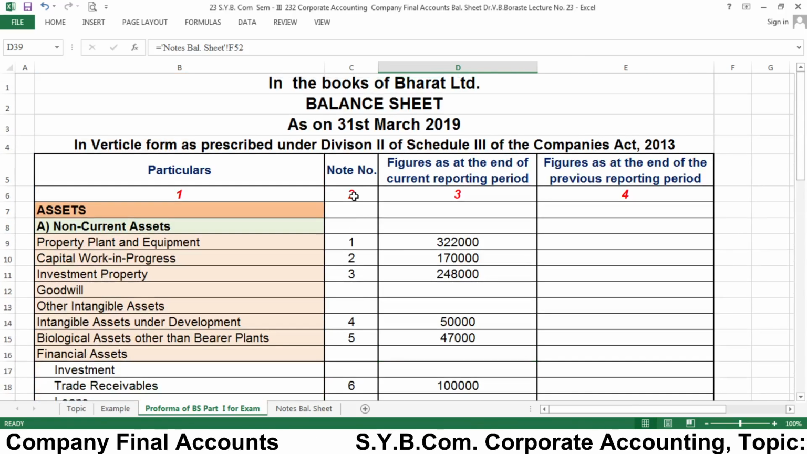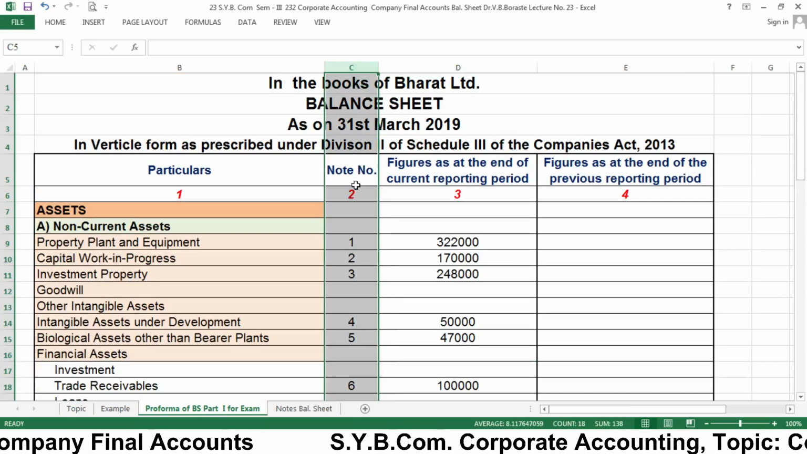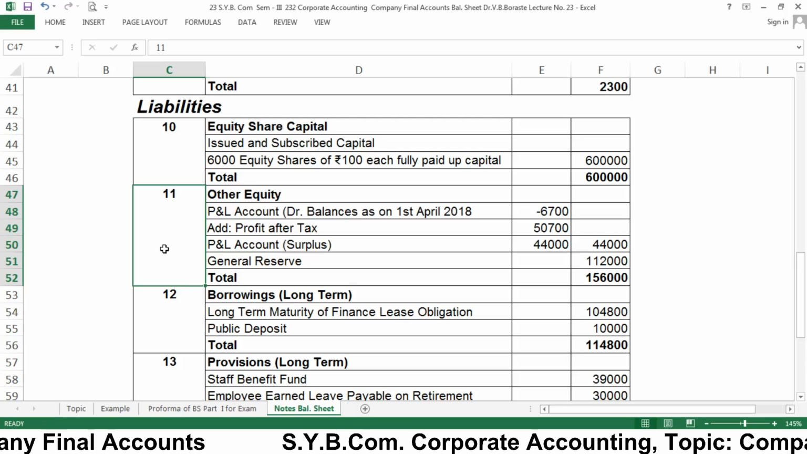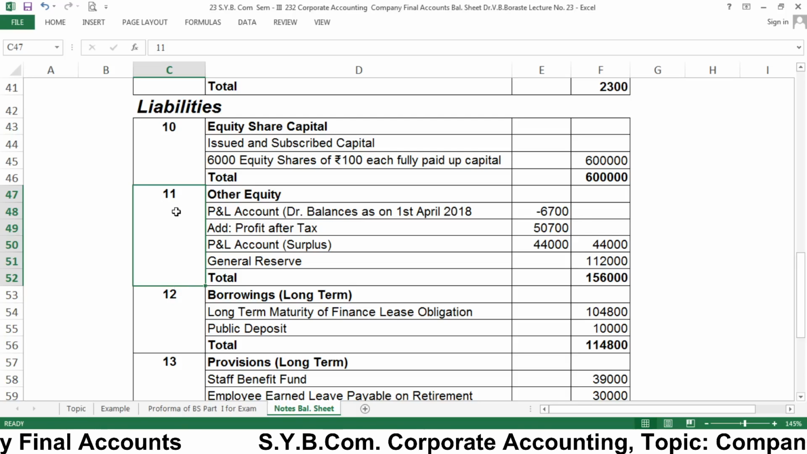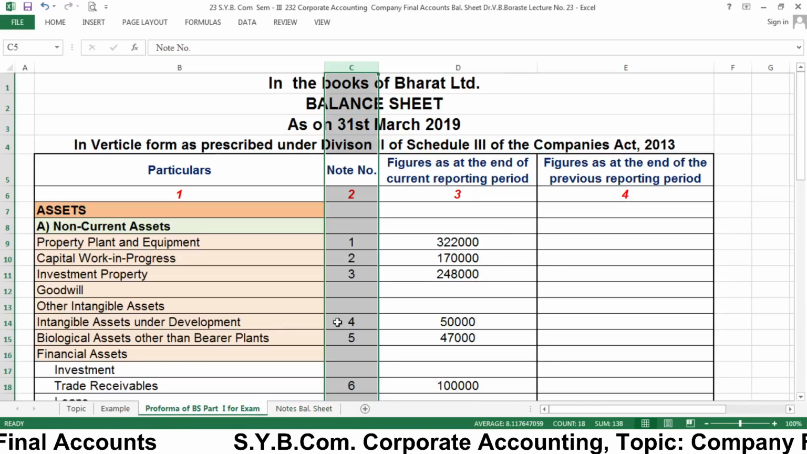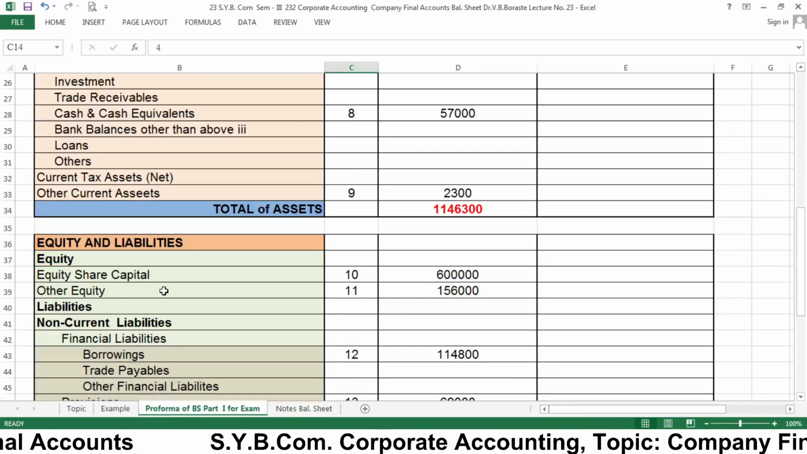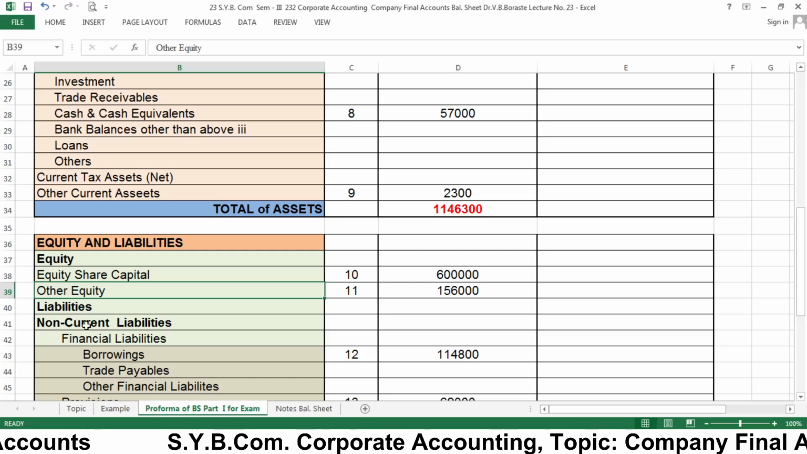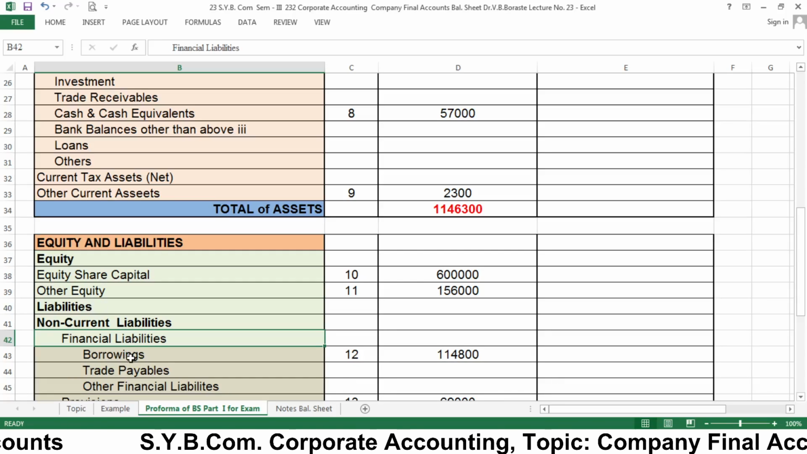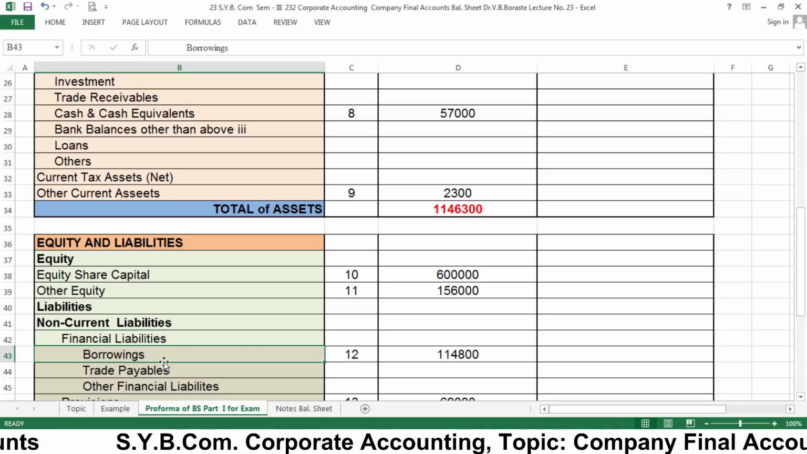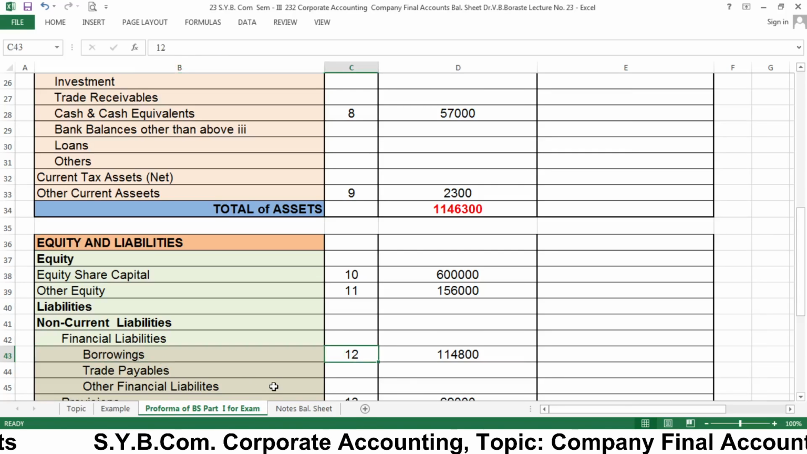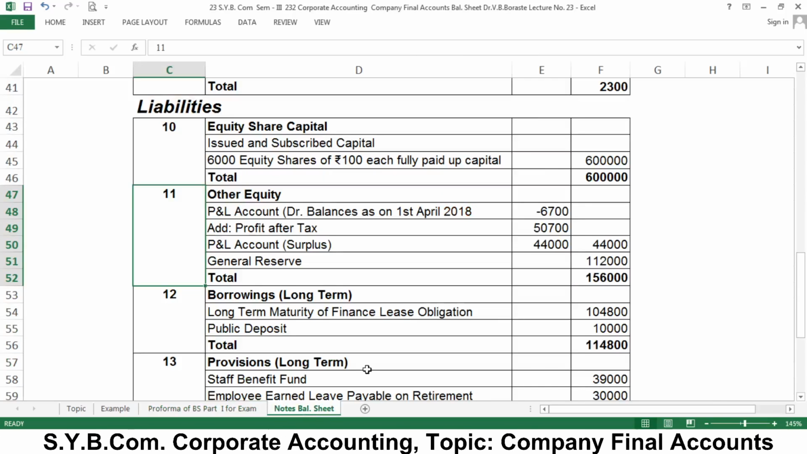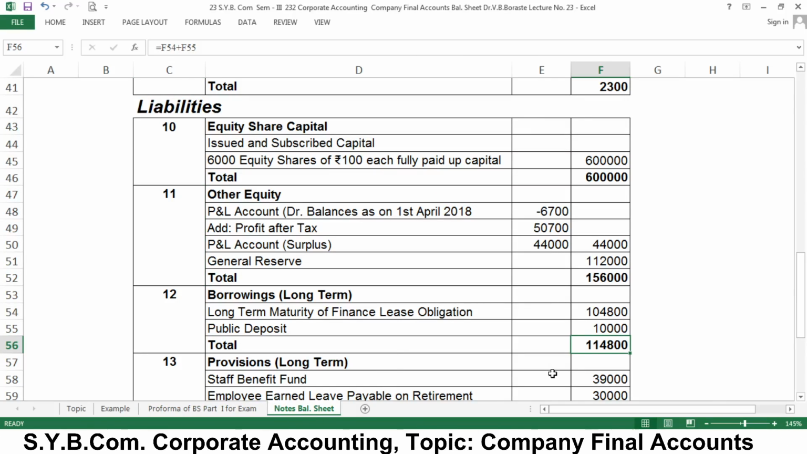And here is the most important column, which is the note number, which we have taken from the notes. Here the note number is 11. Under note number 11, the item is other equity. Then non-current liabilities, financial liabilities, again subcategorized as borrowings. The amount of borrowing is under note number 12, that is 1,14,000.